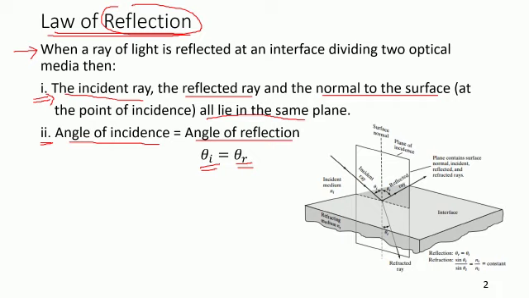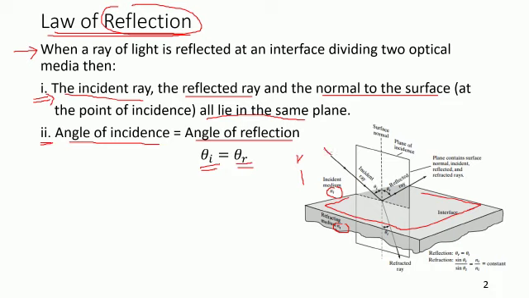So for example, suppose this block over here, which you see over here, this is the surface of a medium. So this means this is one medium over here. You can call this medium 1, having refractive index n1, and then this is a second medium having a different refractive index labeled as n2.